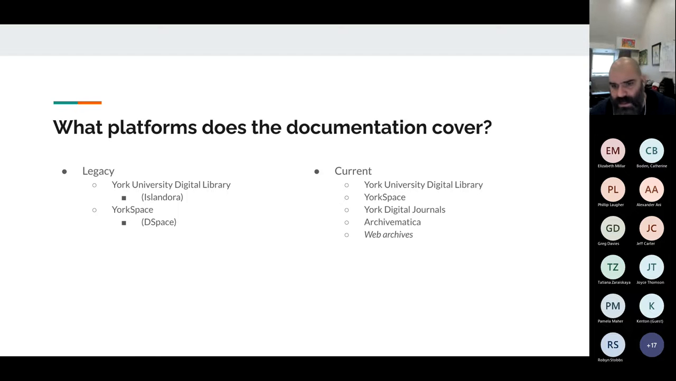And then I have web archives here in italics because we have a very nascent web archiving program. It's me doing it in like 1% of my time, but that falls under digital preservation and it sits there, but we haven't quite hashed out what we want or how we want to write policies and stuff like that as an organization.